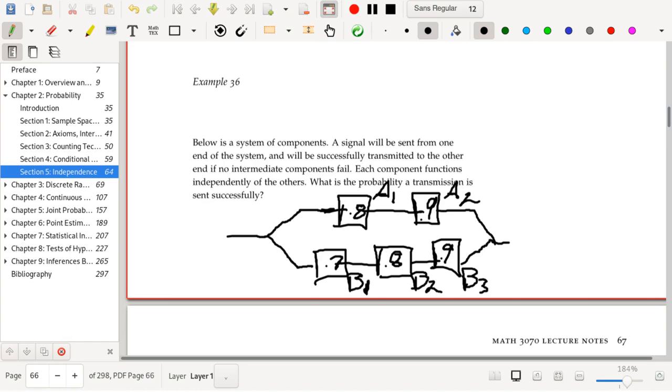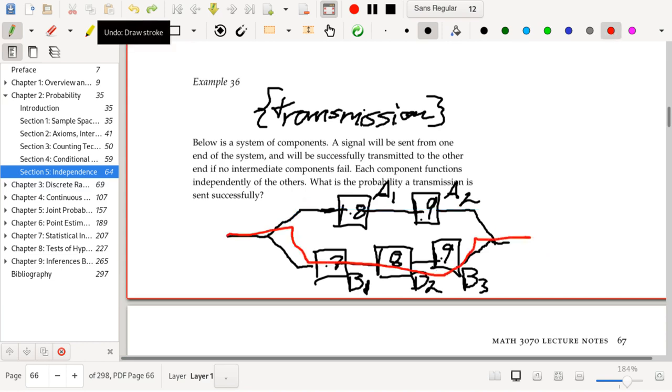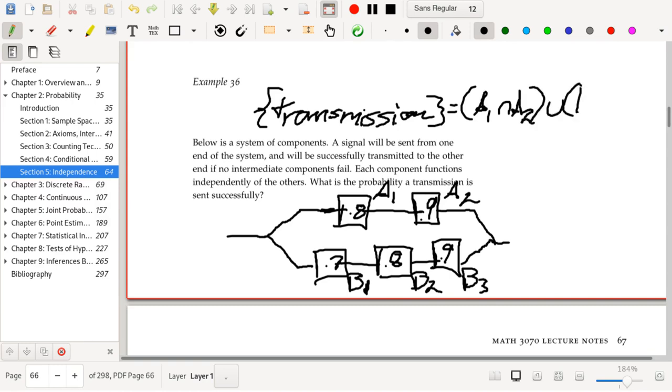So let's now describe the transmission event. Transmission occurs if the signal is able to find a path from one end of the system to the other. So we could have potentially the blue path where it goes through the upper row, or we could have the red path where it travels through the lower row. If either of those rows consist completely of functioning components and none of the components have failed, then we have transmission. So that means that the event corresponding to transmission is going to be the event where A1 and A2 work, or B1 and B2 and B3 work.